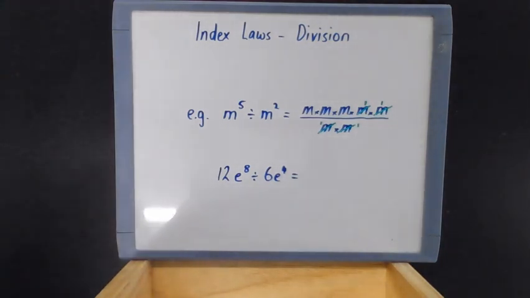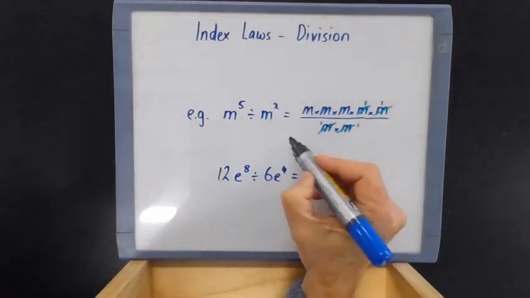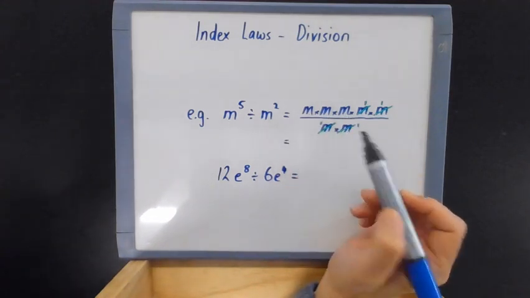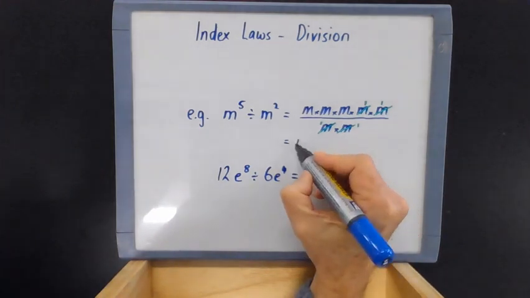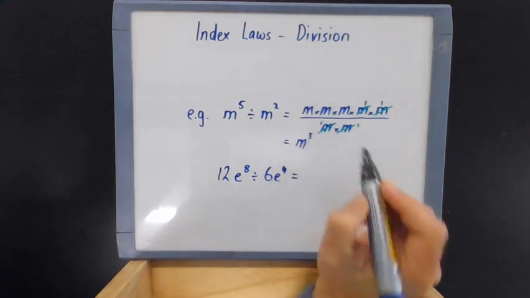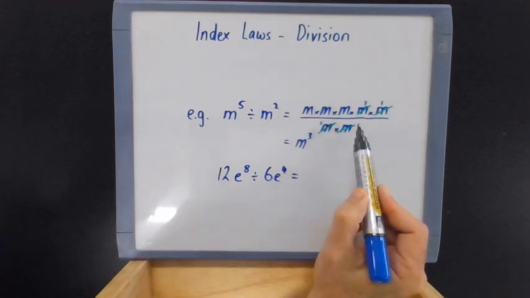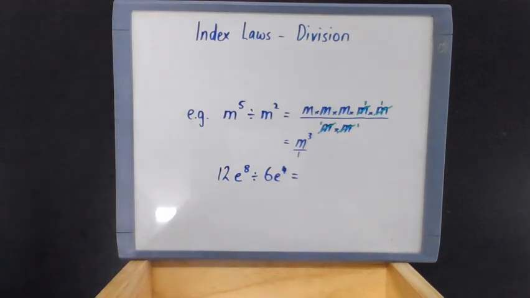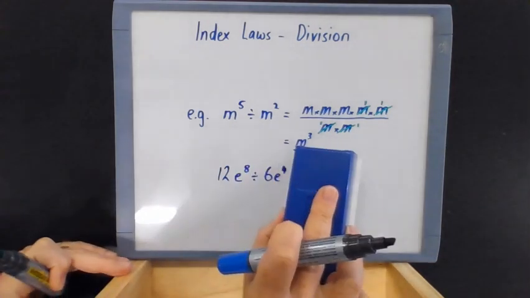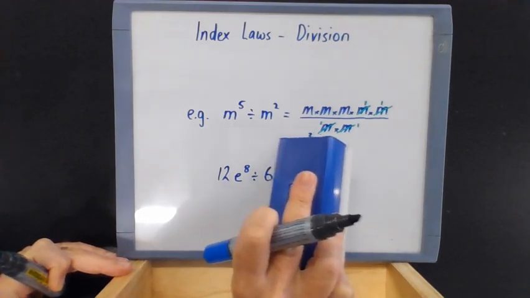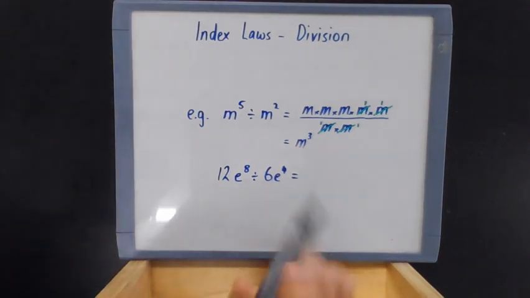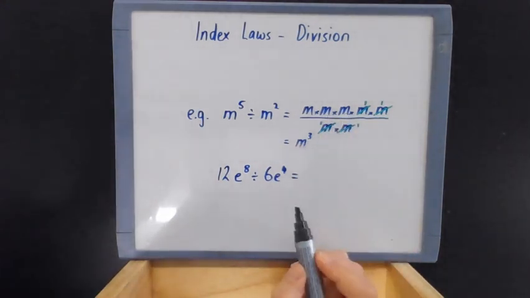There are no more terms to cross out from the bottom, so now I can simplify. I have m times m times m, written in index form is m cubed. And on the bottom I just have 1 times 1, which is 1. So I could put over 1 if I wish to, but I don't need to. I shall simply leave the m cubed there. So it's m times m times m, m cubed.